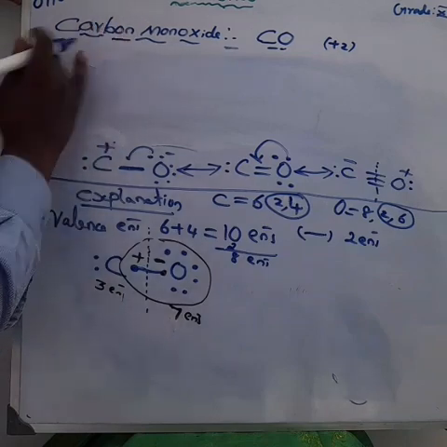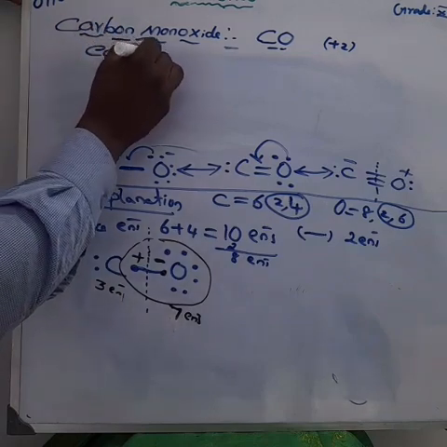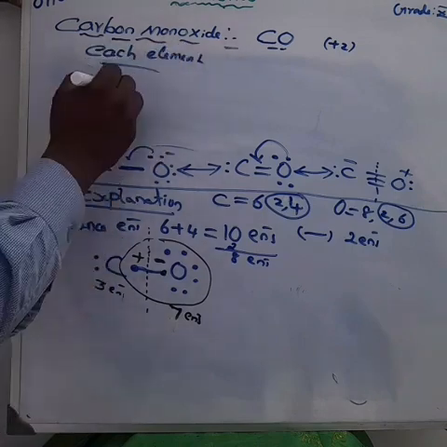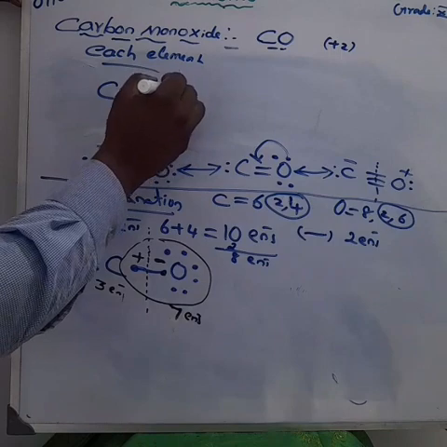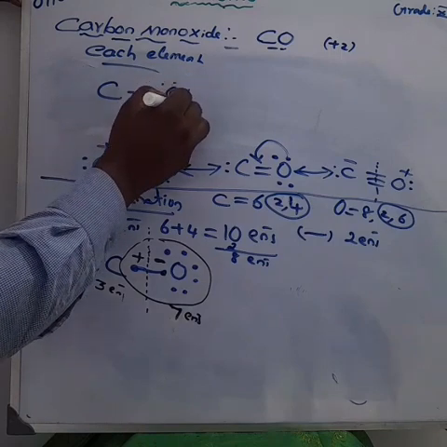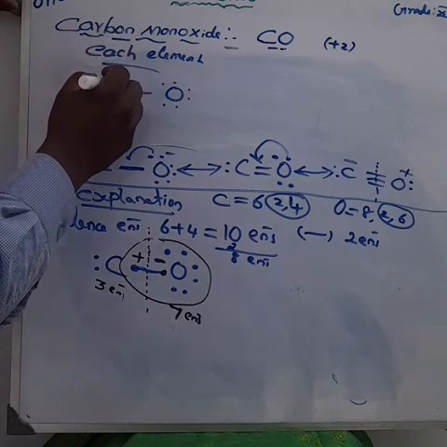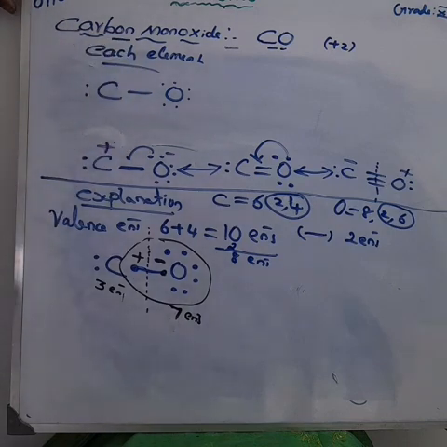Each element, okay, for example, carbon monoxide. I'm taking carbon monoxide: carbon, single bond, oxygen. 1, 2, 3, 4, 5, 6. Here also having 2 electrons. Am I right? So what is the charge? We have to find that out. Charge also we can find out.